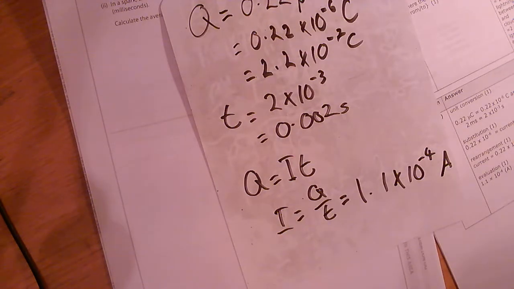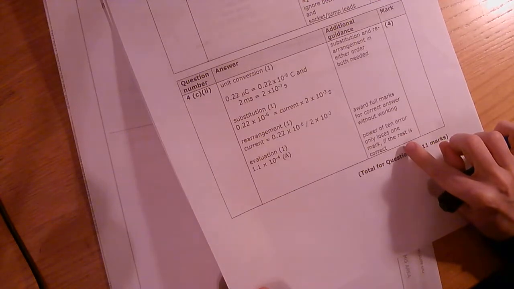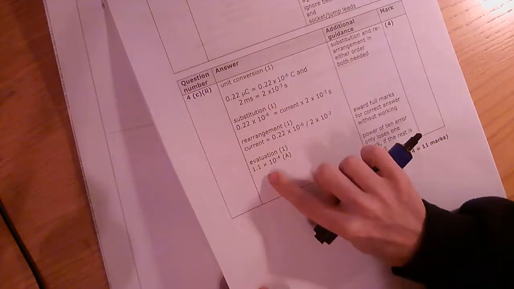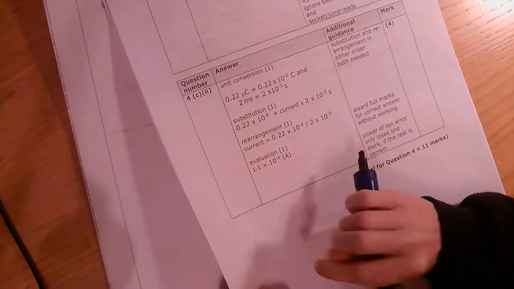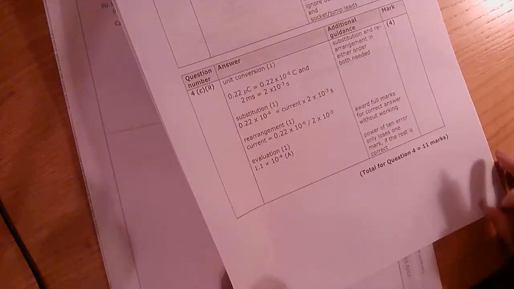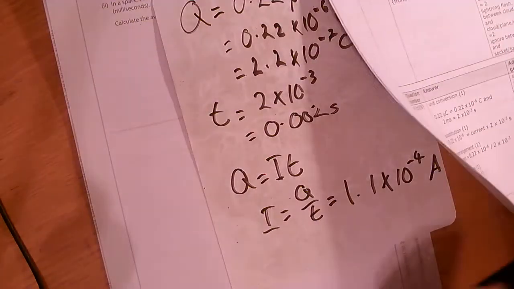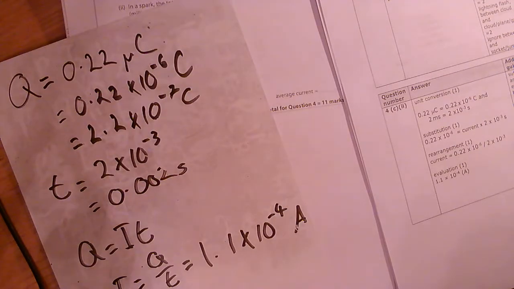But there you go. It says, incidentally, on the mark scheme, power of 10 error only loses 1 mark if the rest is correct. So if instead of 1.1 times 10 to the minus 4, you might have 1.1, or you might have 110, or 1.1 times 10 to the minus 17, or whatever weird and wonderful thing you've got from your calculator. If that's happened, it's because something has fouled up earlier, but everything else is fine, so you'd only lose 1 mark on that one. And that is question 4.